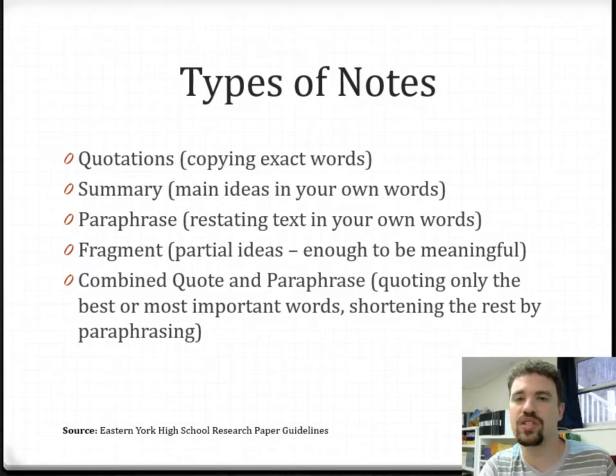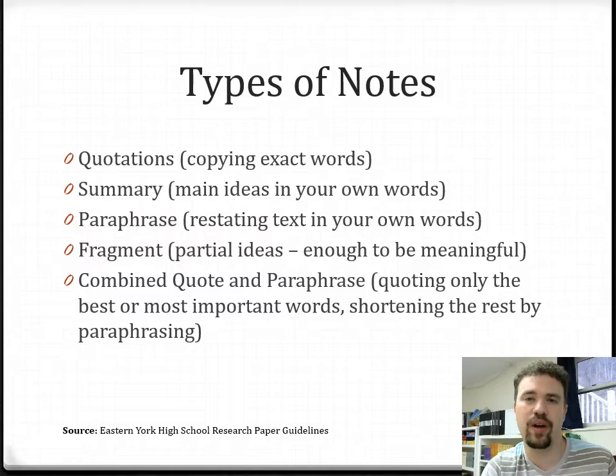A fragment, which is just partial ideas, maybe words and ideas that you've jotted down, maybe a bullet point list even. It's enough to be meaningful, but it's not really crafted in any way. And then a combined quote or paraphrase is another thing you could do. You quote the best or most important words, the parts that the author said really well, and then you shorten the rest that's not really important to have the author's exact words by paraphrasing it.